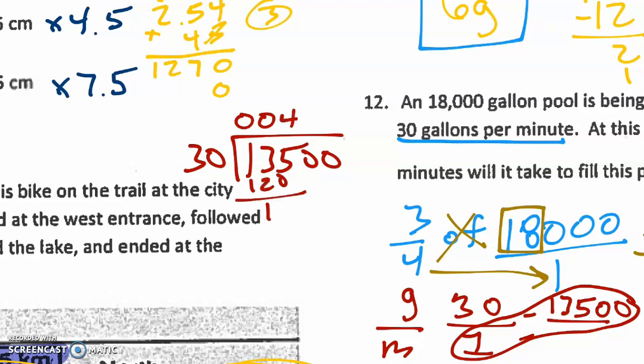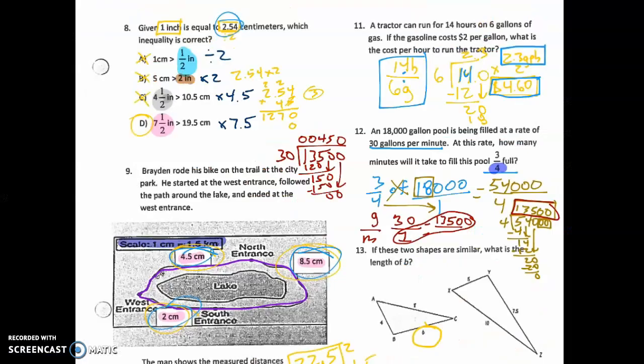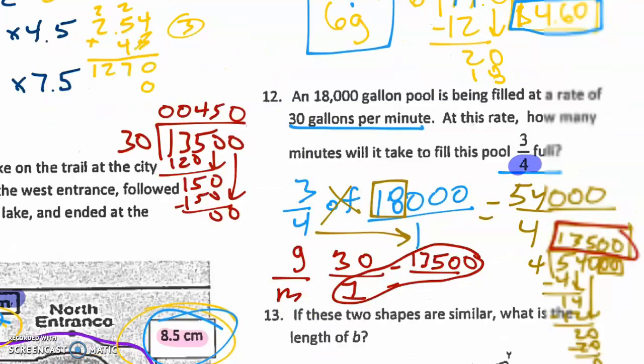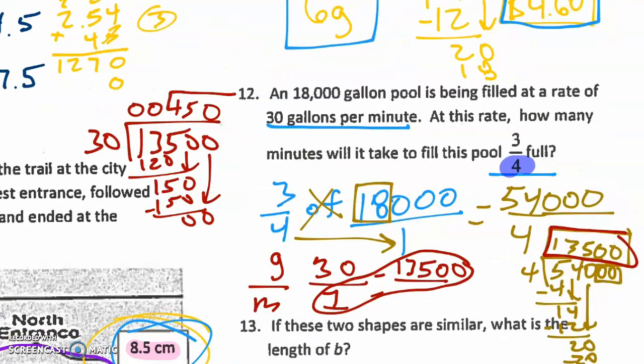Not an easy problem. I get it. Some of you are already like, what? I can't do that. Yeah, you can. Just do one thing at a time. 30 goes into 135 5 times. 30 times 5 is 150. Got a 0. Bring that 0 down. 30 goes into 0 0 times. So, at this rate, how many minutes will it take to fill this pool 3/4 full? 450 minutes. That's right here.